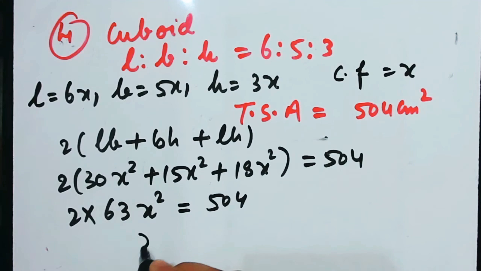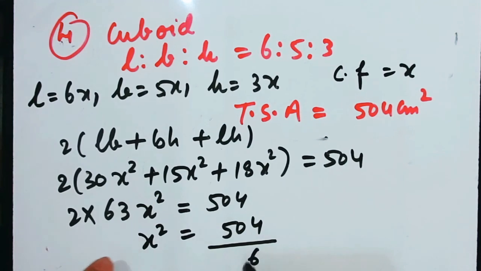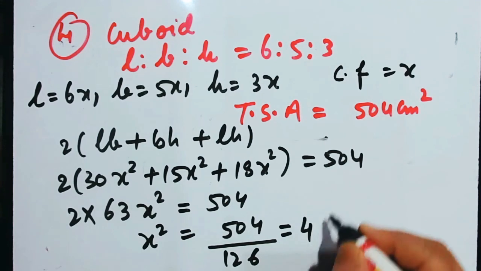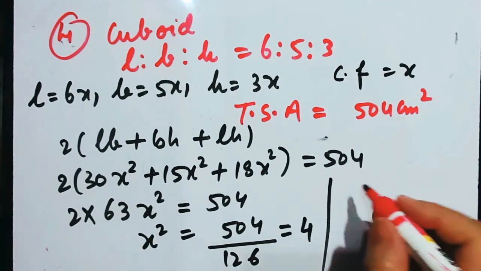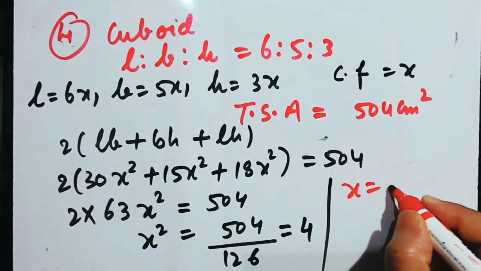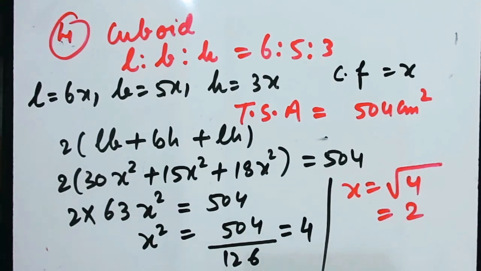Now the value of x square will be equal to 504 divided by 2 times 63, that is 126. So 504 by 126 will give you the value 4. Once you get x square equal to 4, therefore the value of x will be equal to the square root of 4, which means 2. So the value of x is equal to 2.